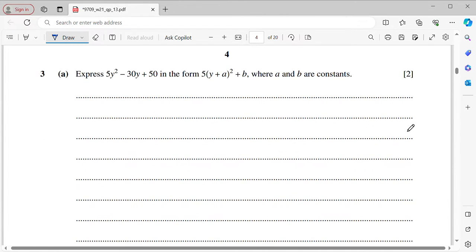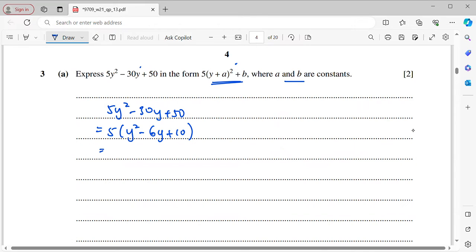Okay, for question 3a, express 5y squared minus 30y plus 50 in the form 5 (y plus a) squared plus b, where a and b are constants. To get this form, we need to apply the completing the square method. So first of all, we need to factorize the 5. Then you'll be getting y squared minus 6y plus 10.